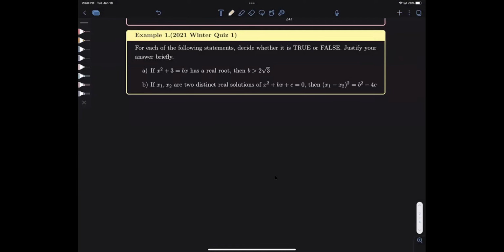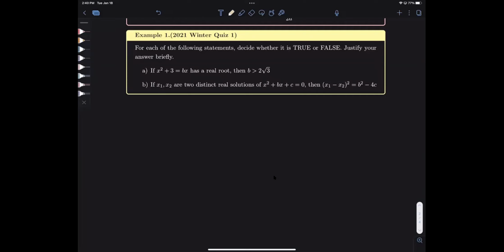Time's up, time's up. What do we think? The first one, part A, do you think it's true or false? If you think it's true, why is it true? If you think it's false, why is it false? Aaron, go ahead. I think it's false because I think b should be greater than or equal to 2 square root 3. Okay, you think it should be greater than or equal to.